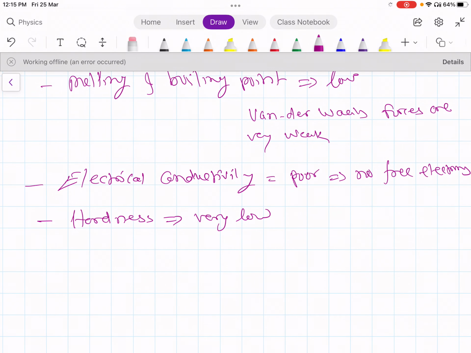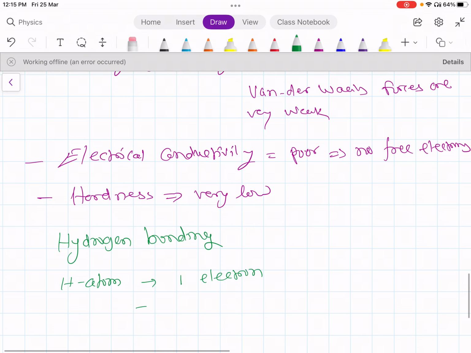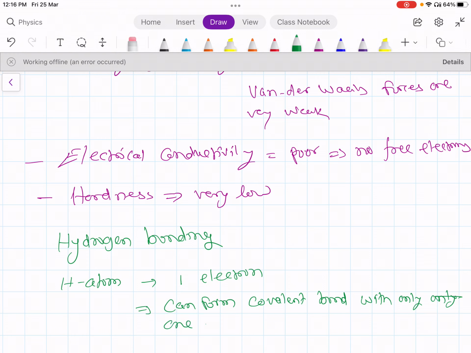Next type of secondary bonding is hydrogen bonding. Now you know that the hydrogen atom has only one electron. So hydrogen atoms can form a covalent bond with only one other atom, because it has only one electron, so it can form a covalent bond with only another single atom.